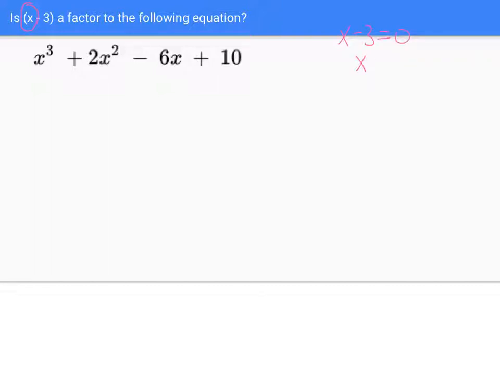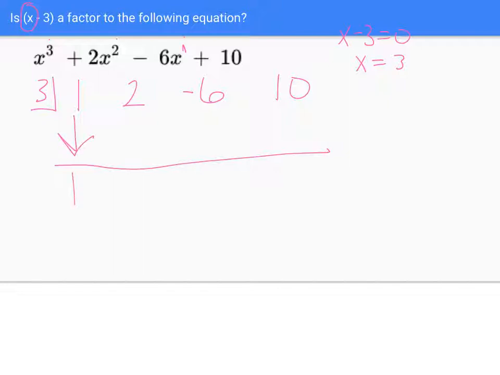So first I'm going to find my 0. So x equals 3. So that's what you put in your box. I have 1 with x cubed, 2 with x squared, negative 6 with x to the first. Remember, 3, 2, 1, nothing. You always bring down that first number. Multiply. 3 times 1 is 3. You add here 5, 15, 9, 27, 37. So if this degree was 3, that means this degree would be 2.